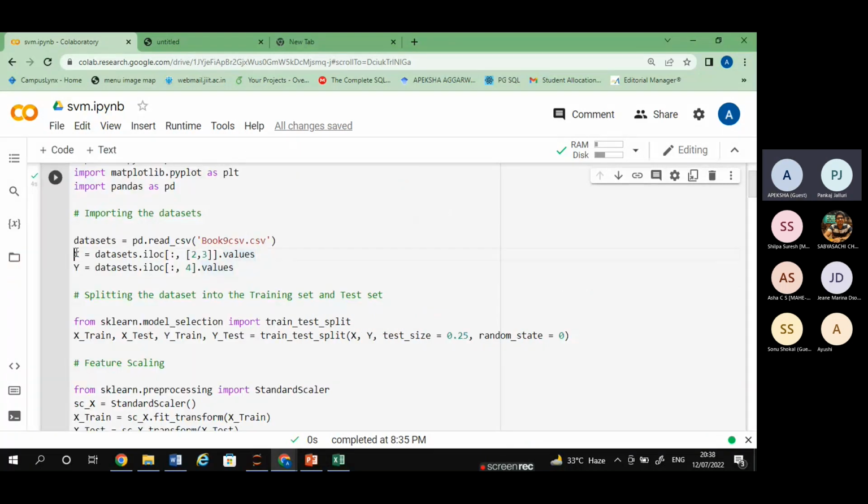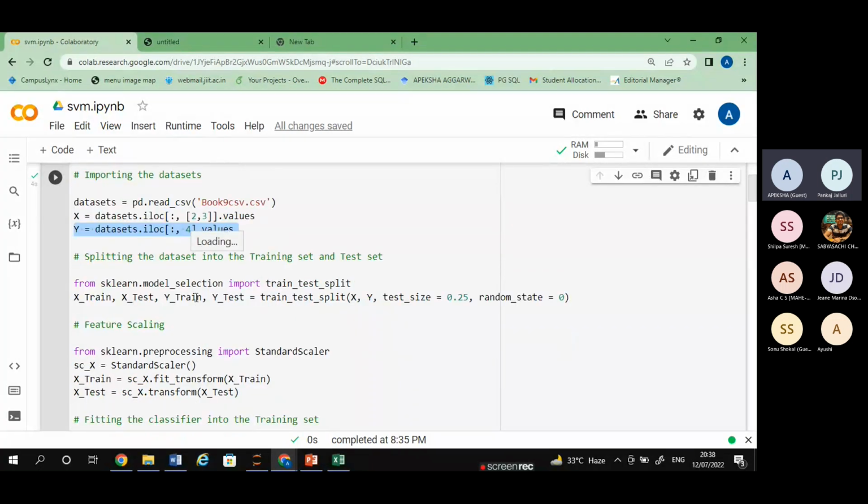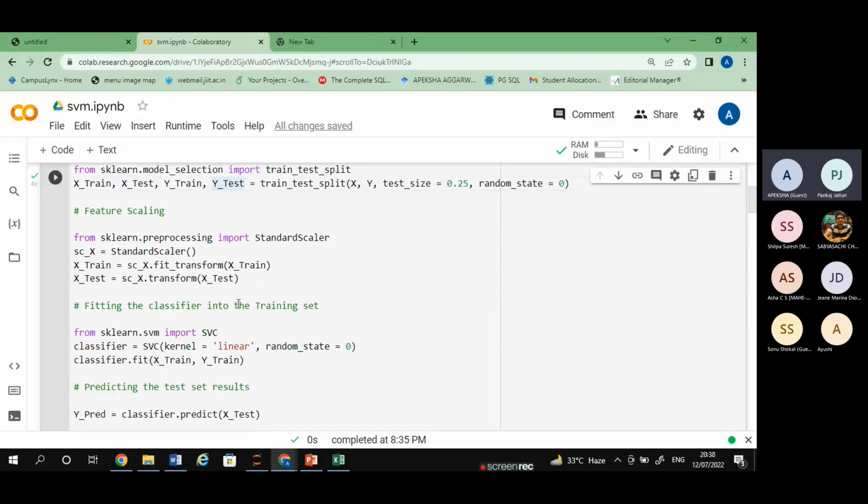Okay, now x is equal to dataset.iloc[].values, basically columns are selected, and then again y columns are selected. And from sklearn, I hope you know, it's again the Python library where you will get so many already built-in models. So I have split the data set into 75% training and 25% testing. So X train, X test, Y train, and Y test. So I have split the data set, and I have imported StandardScaler from sklearn.